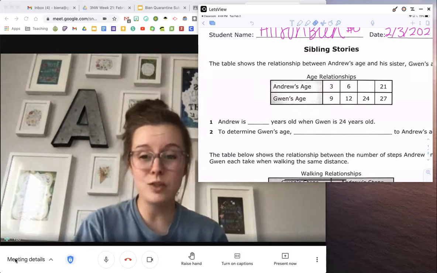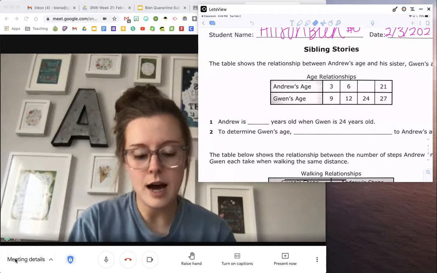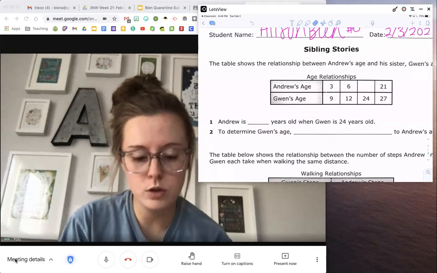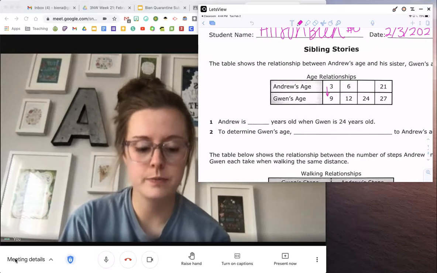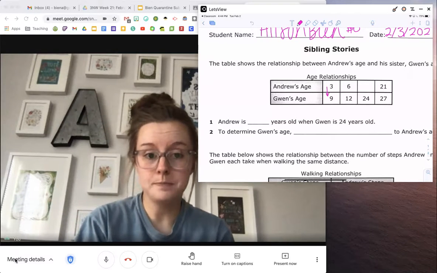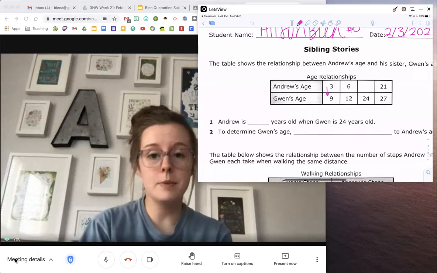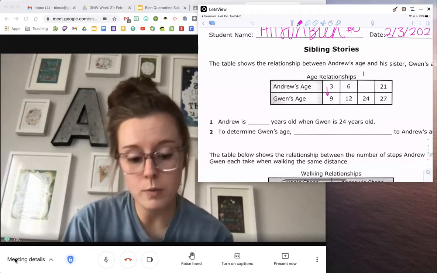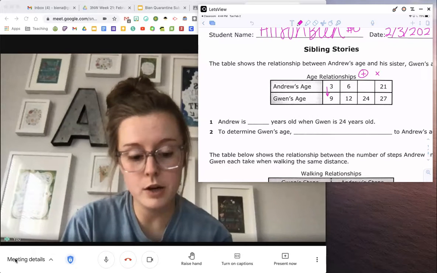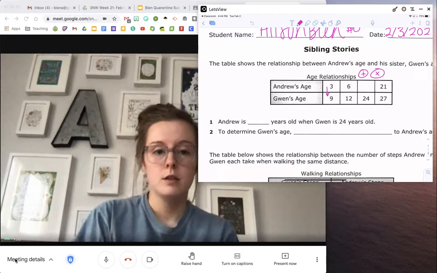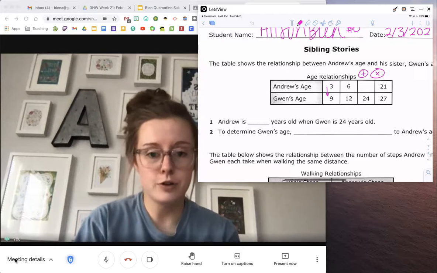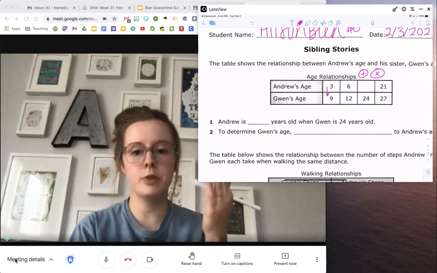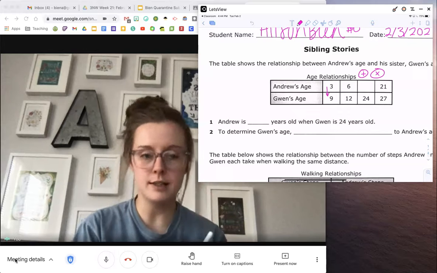So we have to find the rule here. Okay, so how do I get from Andrew to Gwen? I get bigger, right? Okay, so I'm either going to be adding then, or I'm going to be multiplying, because when we're getting bigger, those are our options, okay? So, let's try adding first. How do I get from 3 to 9? 3 plus something is 9.